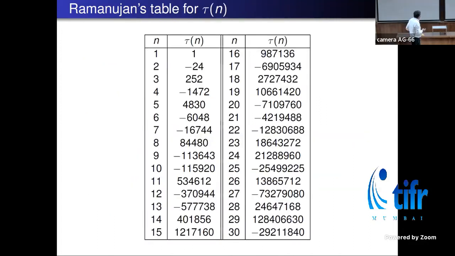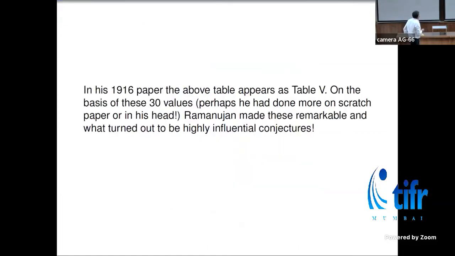Okay, so for example, in Ramanujan's paper, you can find a table for tau of n for the first 30 values of n. Right, so it grows fairly rapidly. And on the basis of this, or perhaps he had probably computed more in his head on scratch paper, he made these conjectures, right? So, okay, these conjectures have turned out to be pretty influential.